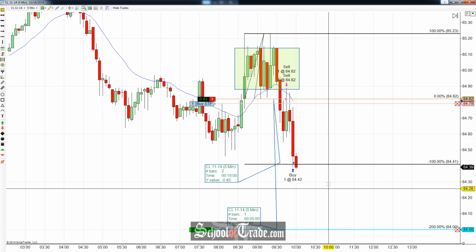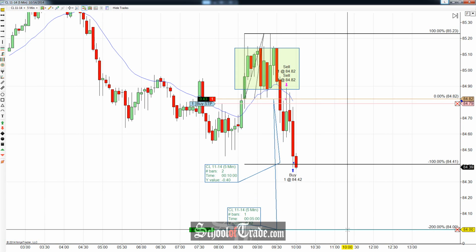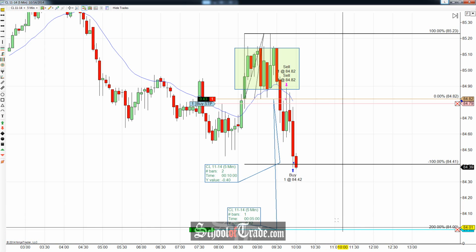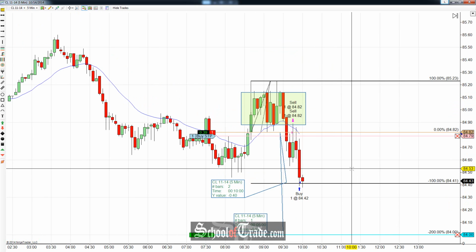Now we've just got our aggressive target down here at 200%. Again, it's at 84 even, so I'm leaving my target there at 84 just because it is a round number. Typically you shoot through those by a couple ticks here and there. So looking for another push down.